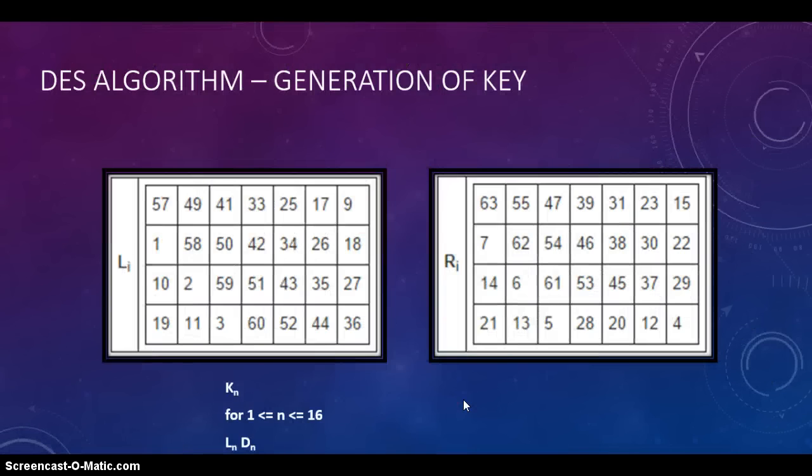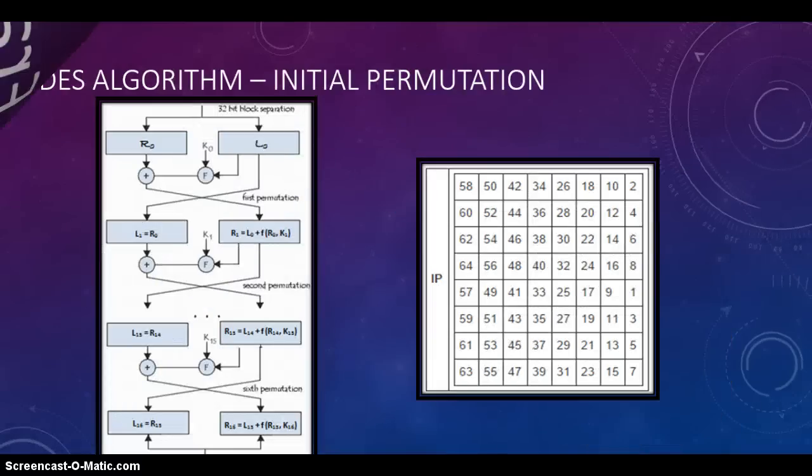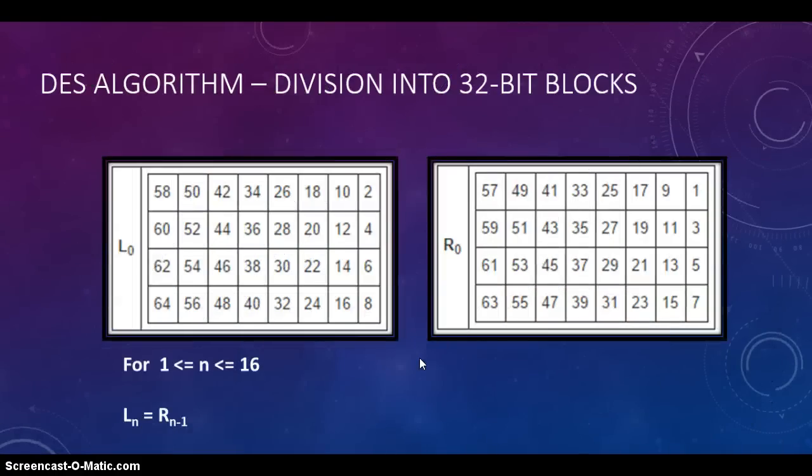So let's take a look now at the second part, that is the fractioning of the text. We are going to take our 64-bit message and apply an initial permutation. Our first bit in the permuted message will be bit 58 of our original message. The second bit will be bit 50 of our original message, and so on. Our last bit will be the 7th bit of our original message. We are going to split the permuted block into a left half, called L0, of 32 bits, and a right half, called R0, of 32 bits too.